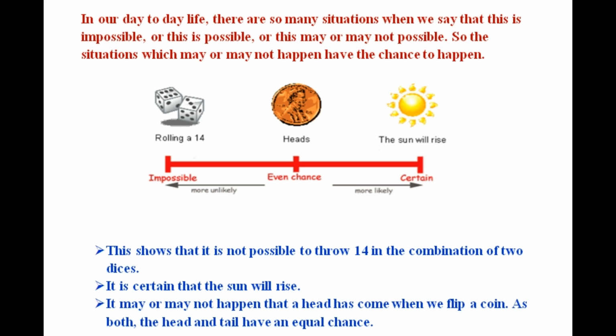You come to the second picture, head. While tossing a coin, a head occurs. It may or may not happen that a head comes when we flip a coin, as both head and tail have an equal chance. That is uncertainty. Now come to the third picture. It is certain that the sun will rise. So it is a happening thing. Understand, children?